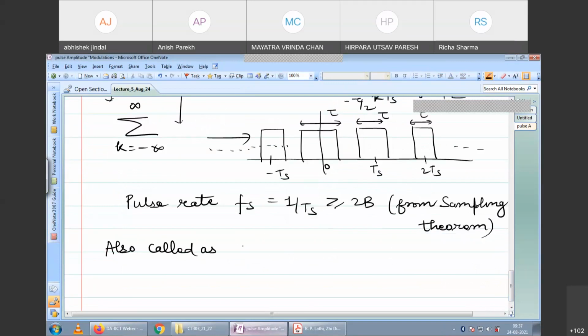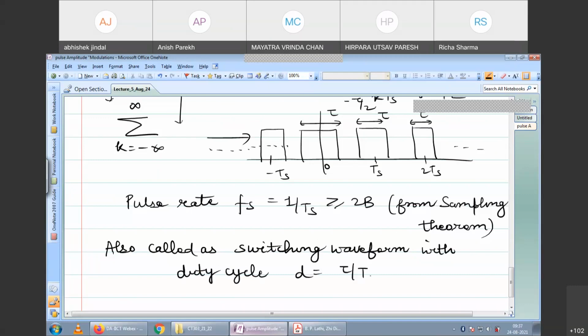switching waveform with duty cycle. It will be d equal to tau by Ts. Now, here in our case, it has to be less than 1.